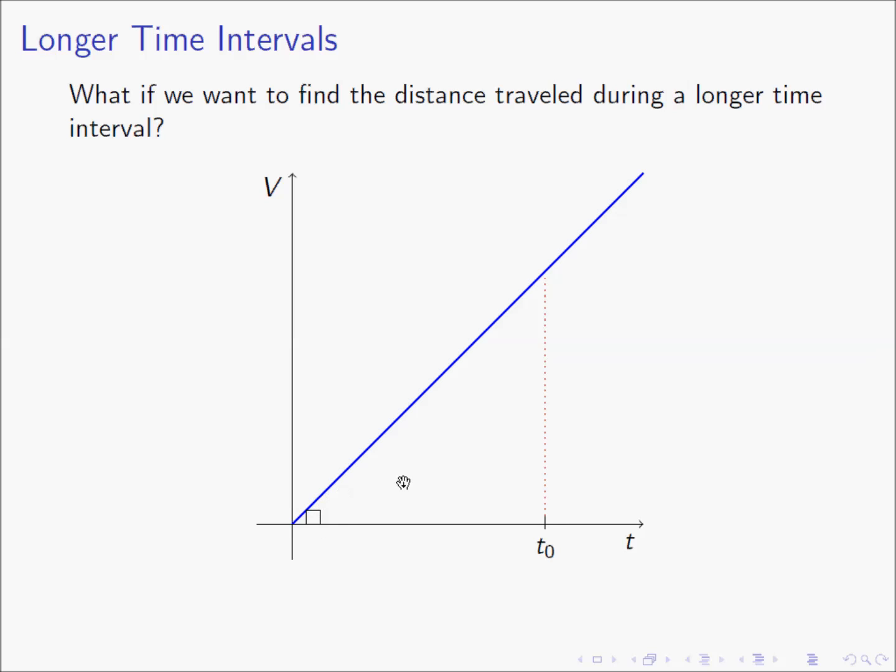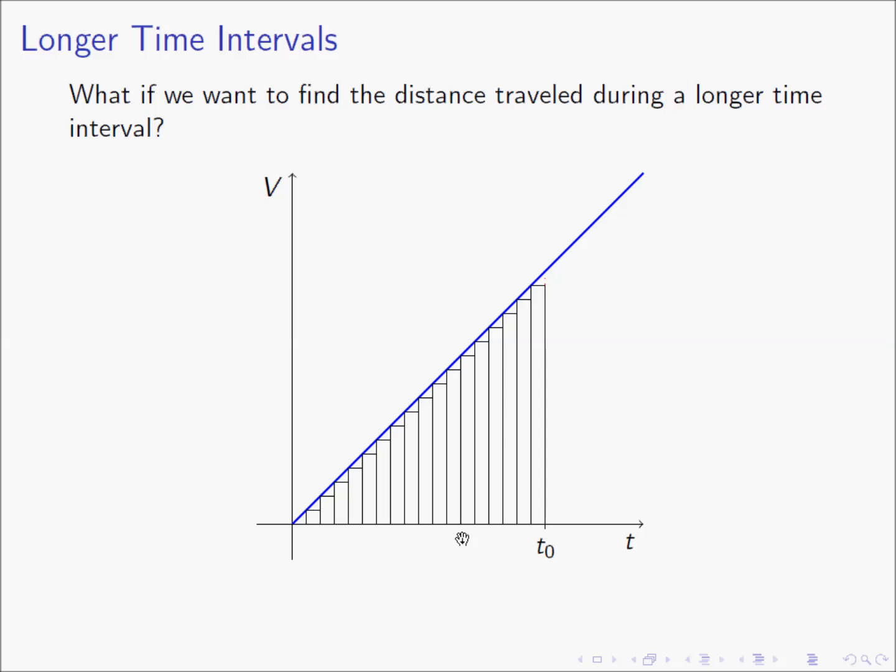The idea here is to simplify the problem to the problem we just solved. We're going to take rectangles like this one from time 0 to the time we're interested in. We take many small rectangles like this, and we know how to calculate the area of each of these rectangles. We calculate the areas of these rectangles and add them up to get the area below this curve. And we see that this is an approximation. The width of each of these rectangles is dt.